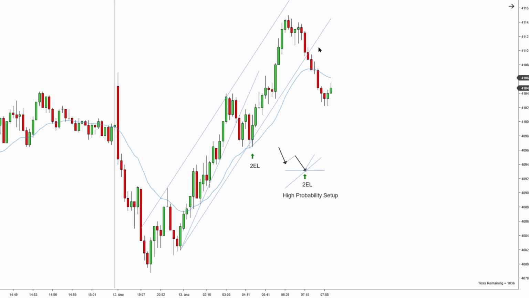Now the reason why I prefer drawing a wider channel like this is because if I'm just going to draw this tight one, there was additional bullish momentum at the very beginning that is not taken into consideration by this tight channel, and we moved quite far up. So the move was quite strong, so I'm going to use the wider channel.